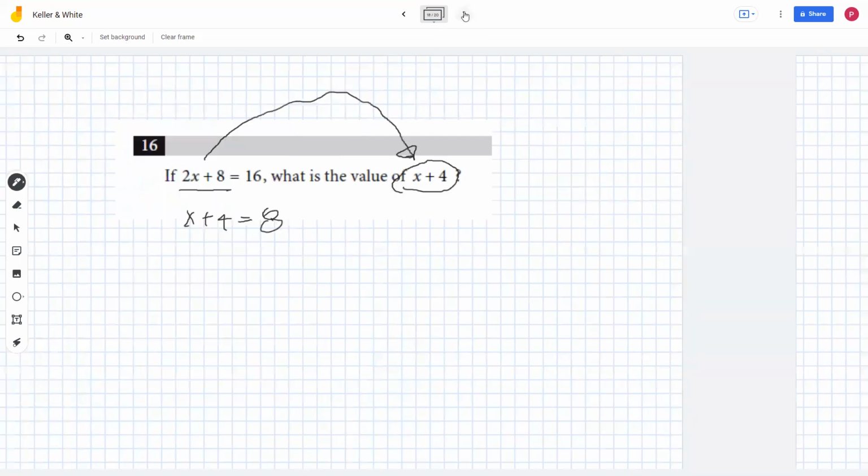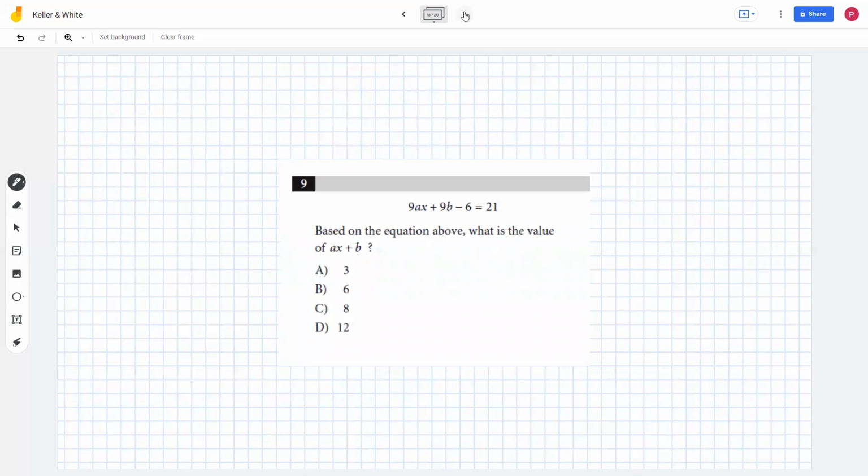Okay, one more, and then I'll call it a little mini video. Look at this one. They give us this equation with lots of variables in it, a's, x's, and b's. And they ask us to solve for, oh, look at the expression, ax plus b. I wonder, is there any way to get this easily from what they gave us?